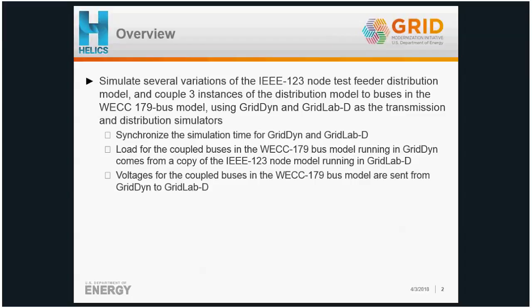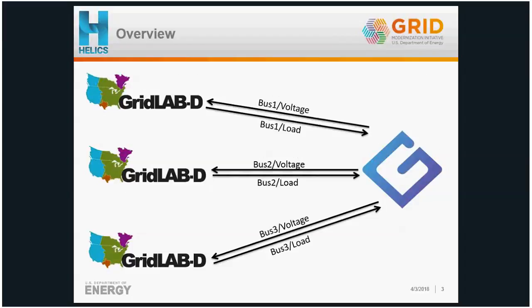So we needed to synchronize the simulation time for GridDyn and GridLAB-D. And then we had the load for the coupled buses in the WEC 179 bus model. It was used in GridDyn, coming from a copy of the IEEE 123 node model running in GridLAB-D. And then in return, the voltages for the coupled buses in the WEC 179 bus model were sent from GridDyn to GridLAB-D. So that setup looked like this.